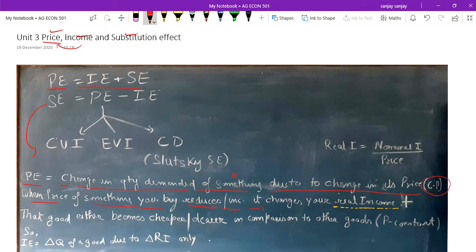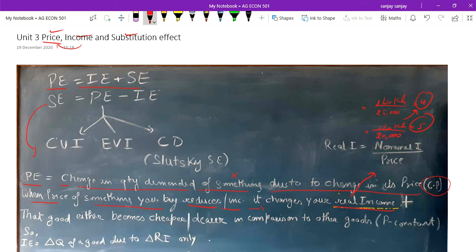First of all, when a certain thing gets cheaper or dearer, that means expensive, your real income changes. Real income is the capacity of money to buy things for you. Let's say your nominal income is 1 lakh per month, and you went to buy a fridge that was earlier 20,000 rupees. You can buy 5 units, and that is your real income. If the price increases to 25,000 and your nominal income is still 1 lakh, your real income reduces. The buying power of your income is called real income.